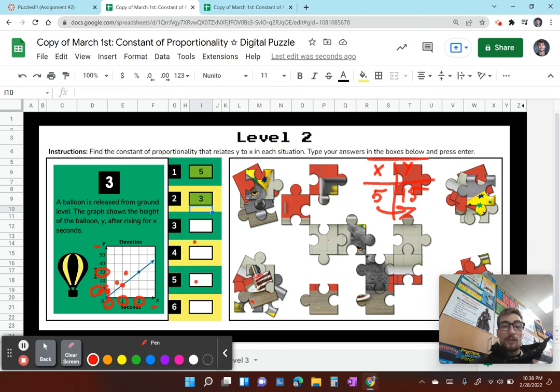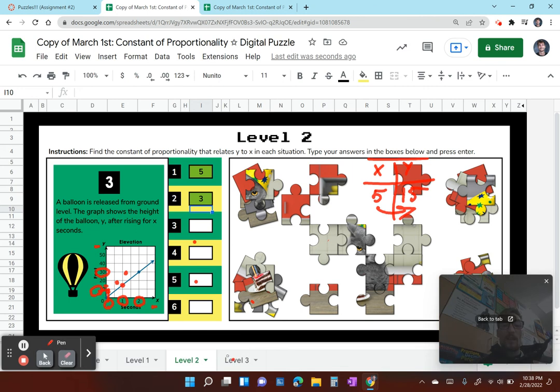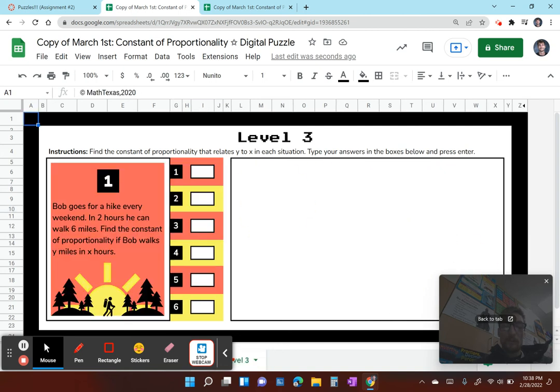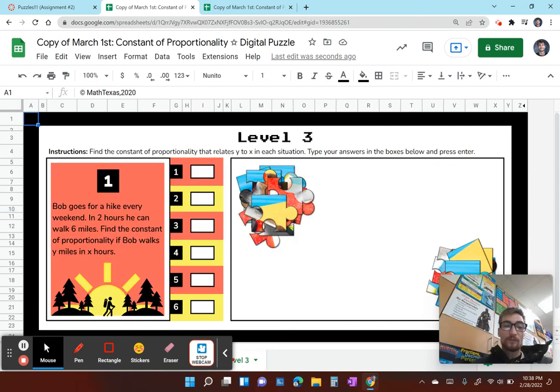So the second level, you're going to be looking at graphs. And then this final level, this third level, is definitely going to be the most difficult. All right? Because now you're going to be given a word problem. So it's going to be about reading carefully and identifying the x and the y. All right? So think about what your independent and dependent variables would be.